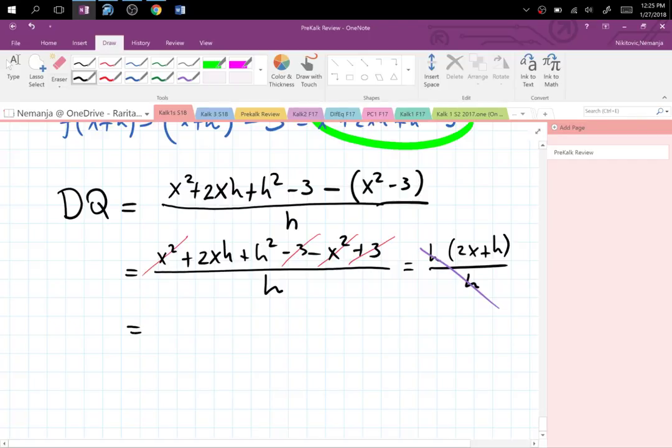And you are left with the difference quotient, which is 2x plus h. And this is where we leave it for now. There will be an additional step in chapter 3 where you are going to say h is 0, so the derivative of the function is 2x. But that's chapter 3.